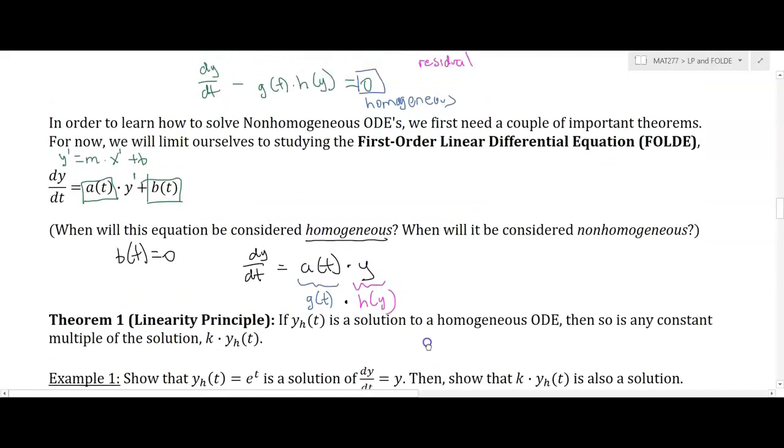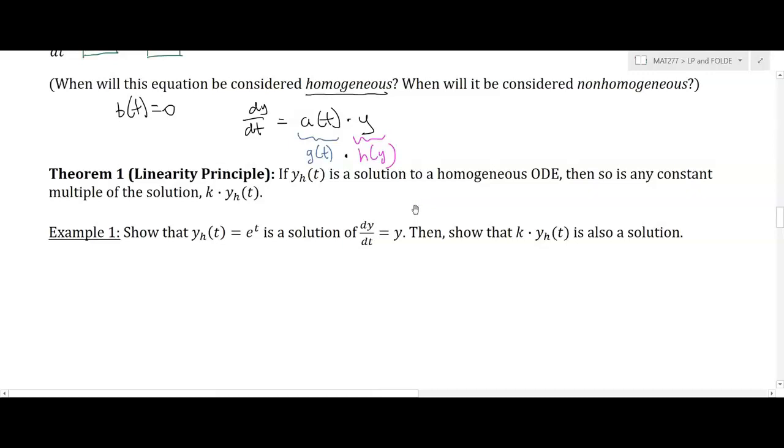Now, in order to study the non-homogeneous differential equation and learn how to solve it, we need a couple of theorems here. So we're going to introduce our first theorems of the semester. If y sub h of t, we're just using that subscript of h to distinguish it from another function. So the sub h has very little importance at the moment.